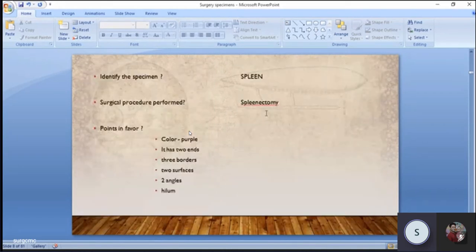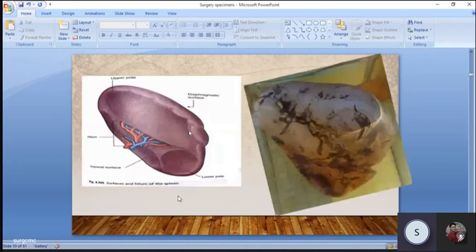So this is the specimen of spleen, and the surgical procedure performed to obtain that specimen is splenectomy. So what are the points in favor? Why can we say this is the spleen? The main thing is the color, that purple color of the specimen, and it always has two ends, three borders, two surfaces, two angles, and a hilum. I will discuss it later on.